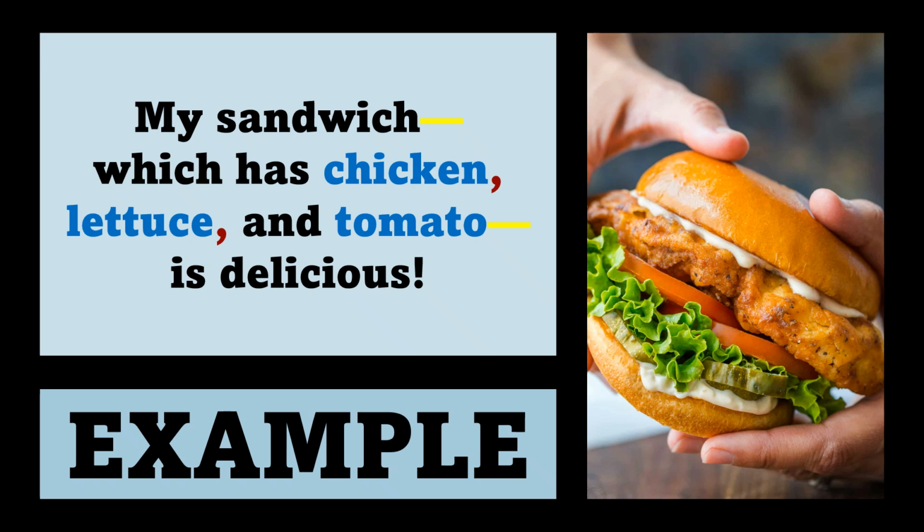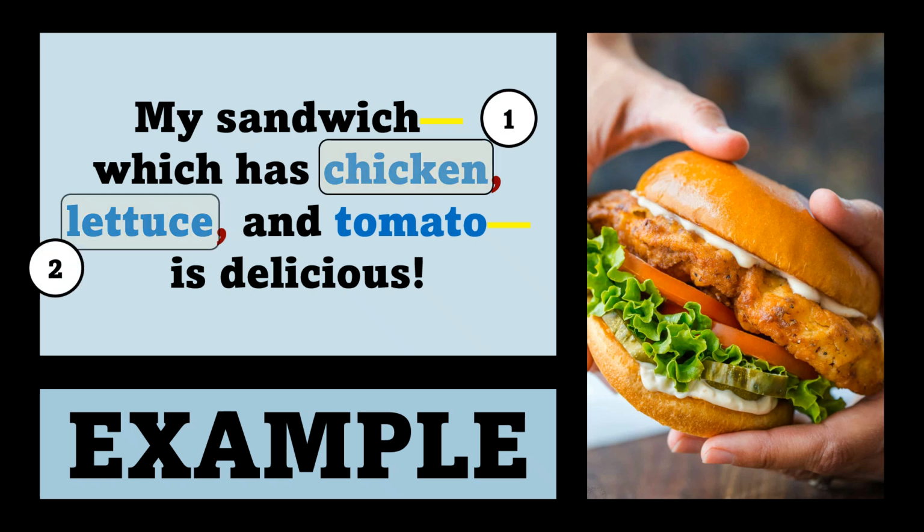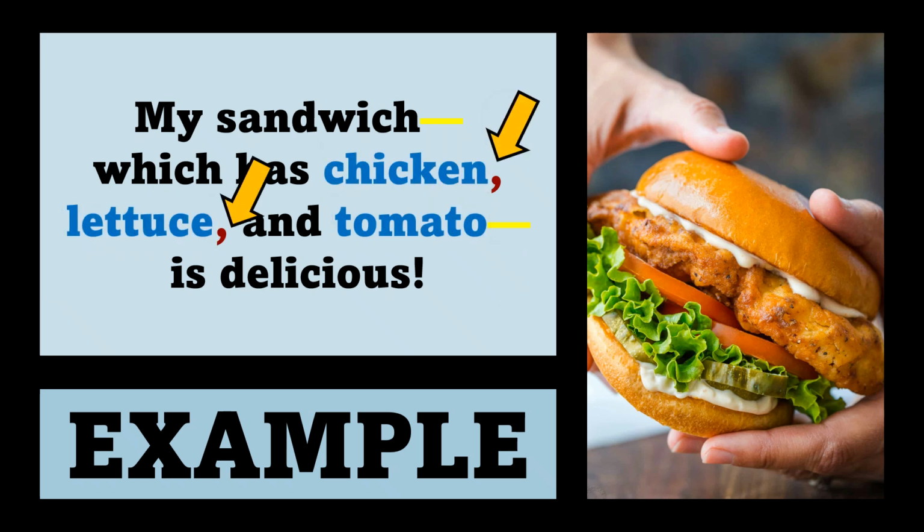We just improved our sandwich a little bit here. So now my sandwich, M dash, which has 1 chicken, 2 lettuce, and 3 tomato, is delicious. Now we have 3 items. As a result, we have 2 commas within the parenthetical information separating the items. In that case, we can't use commas now on the outside because they'll become confused with the commas in the parenthetical information. And so we have the M dashes opening and closing that element.